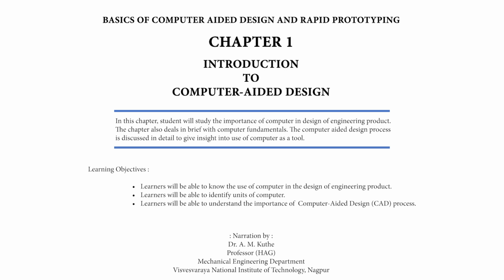Para 1.4 The Computer-Aided Design Process. To understand CAD, it is essential to know the use of computers in the design process. The design process constitutes two main sub-processes, namely, number 1, synthesis, number 2, analysis.